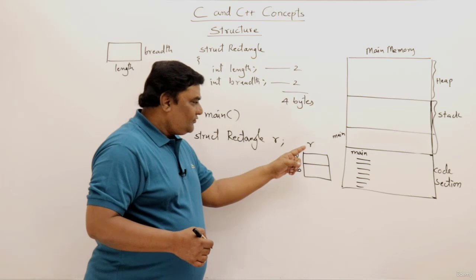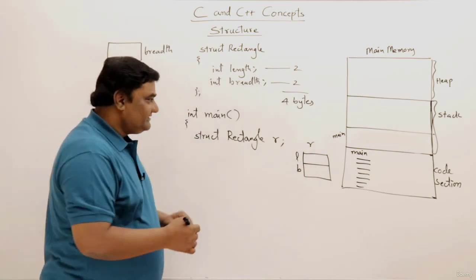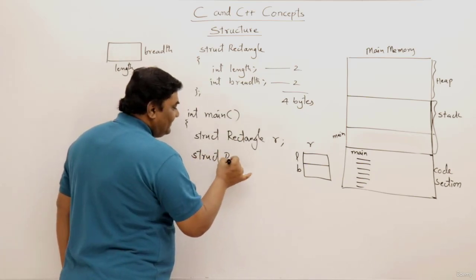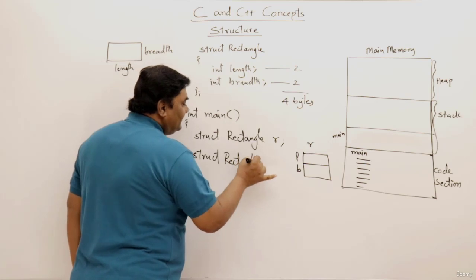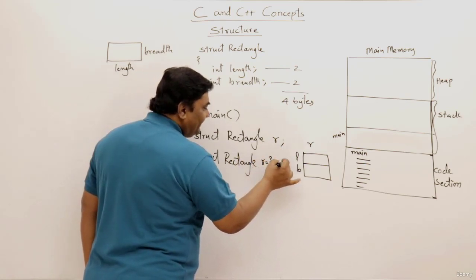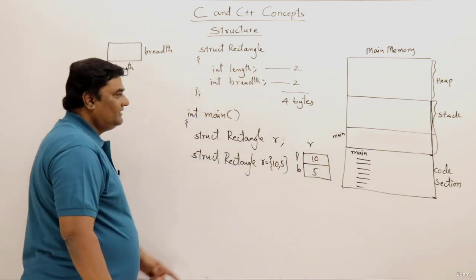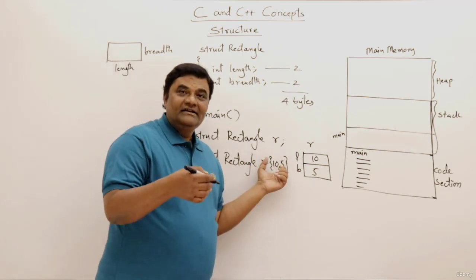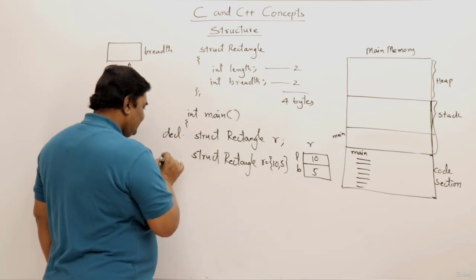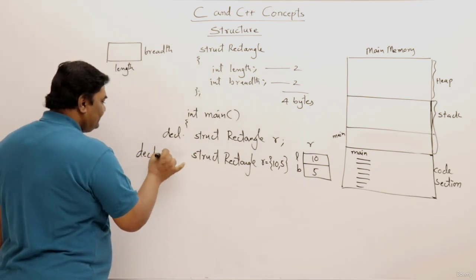Now, if I want to initialize it, I can declare and initialize simultaneously. So let us say struct rectangle, I'll use the same name R, with values 10, 5. So length is 10 and breadth is 5. So 10 and 5 will be filled in. This is how we can declare as well as initialize. The earlier one is just a declaration, and this is declaration plus initialization together.